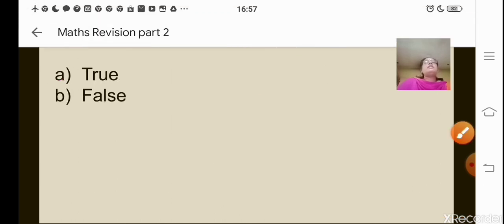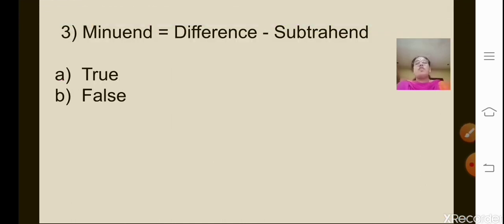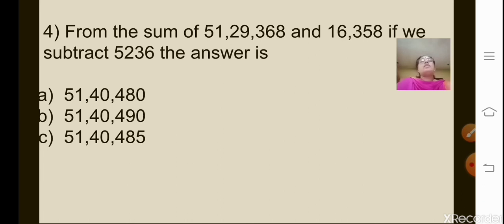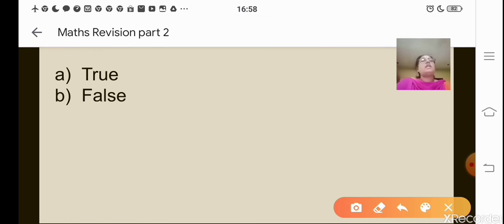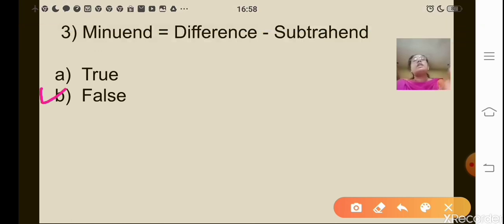Now coming to the third sum, you have to say true or false. Minuend is equal to difference minus subtrahend. Is it true or false? I have already showed you one slide. Minuend is always equal to difference plus the subtrahend. But here it is given as minus. So what is your correct answer? Is this statement true or false? It is false. It is not difference minus subtrahend. It is difference plus subtrahend.